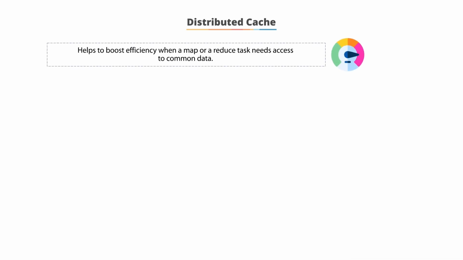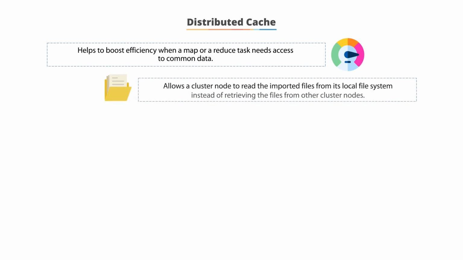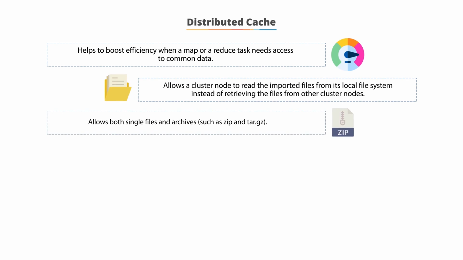Let's look at distributed caching. A distributed cache is a Hadoop feature to cache files that are needed by the applications. A distributed cache will help boost efficiency when a map or reduce task needs access to common data. It allows a cluster node to read the imported files from its local file system instead of retrieving the files from other cluster nodes in the environment. It allows both single files and archives such as zip and tar.gz.